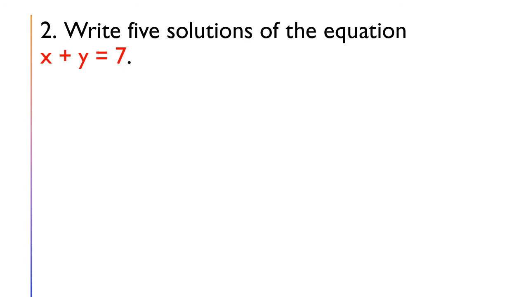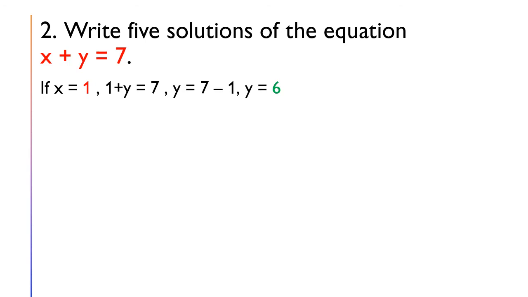Write 5 solutions of the equation x plus y is equal to 7. So we have to write any 5 solutions. In what case will you have values of x and y such that they give you the answer 7? Let me take a few examples. In the first case I have taken x is equal to 1. If I take x is equal to 1, what will happen? I will substitute 1 in place of x here.